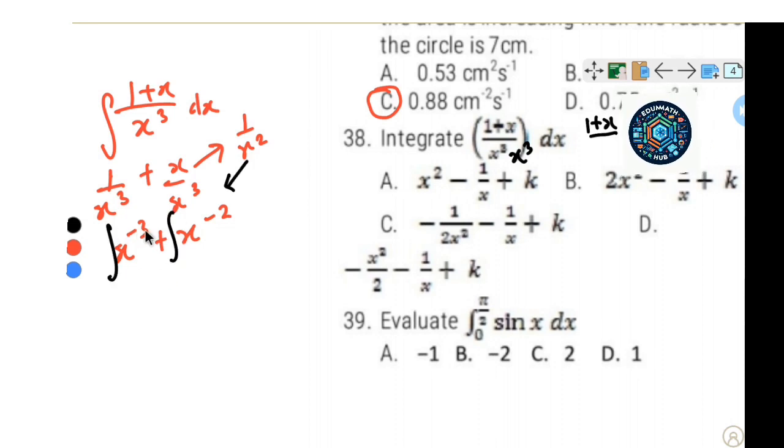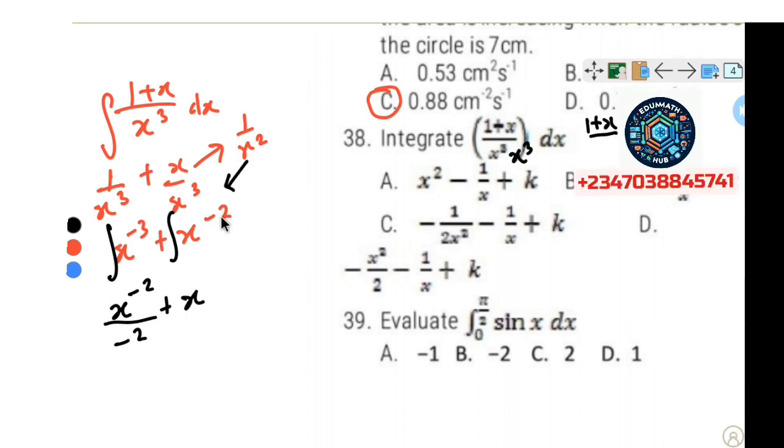So if you integrate, don't forget when you are integrating, you just add 1 to the power and divide by that same value of whatever you got. So this will be x, you add 1 to minus 3, that will be minus 2, divide by minus 2, again plus you add 1 to minus 2, that will be minus 1, then divide by minus 1.